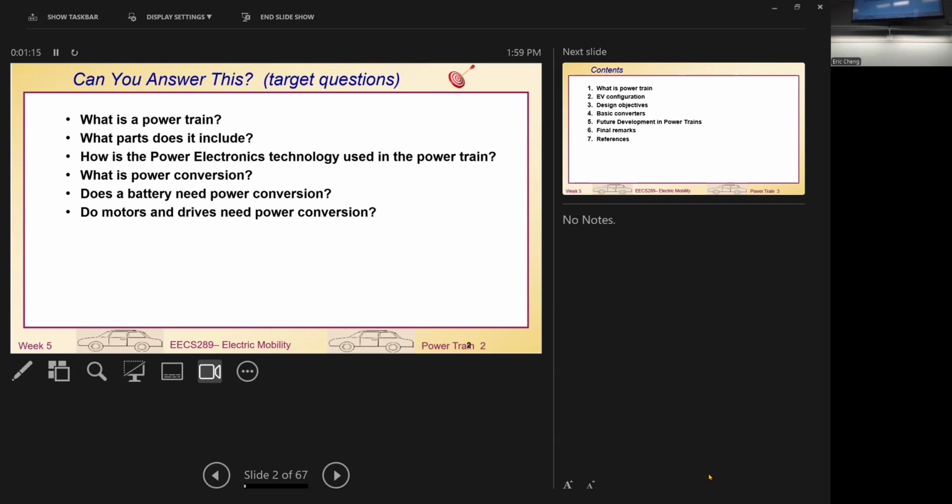So why will the powertrain technology be important, and be used in the powertrain? How do we put them together? How are powertrains related to the powertrain? What kind of technology do they mix together?